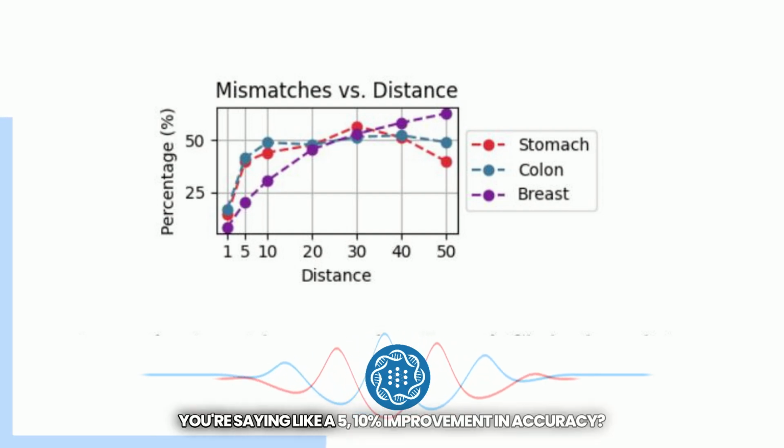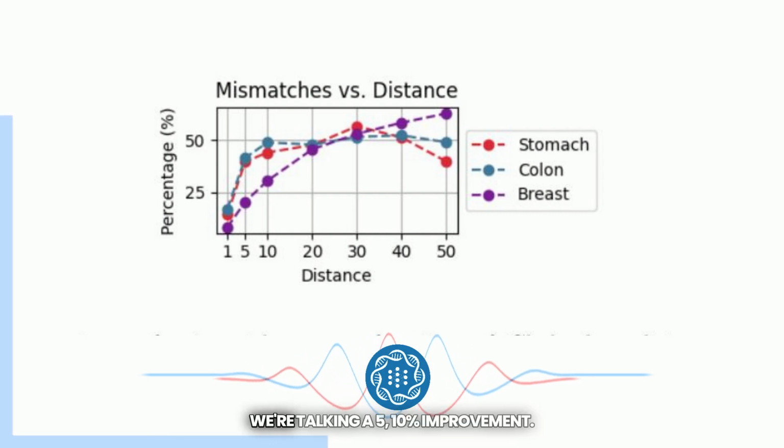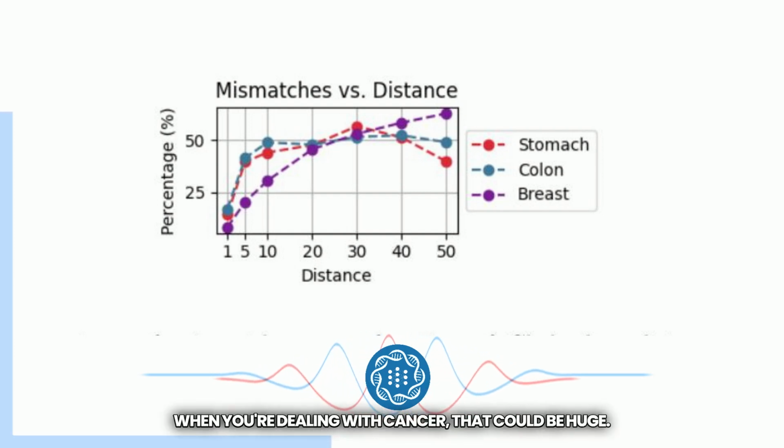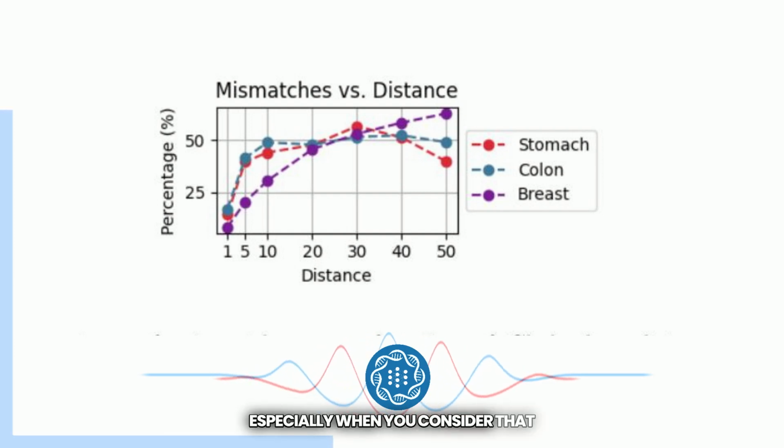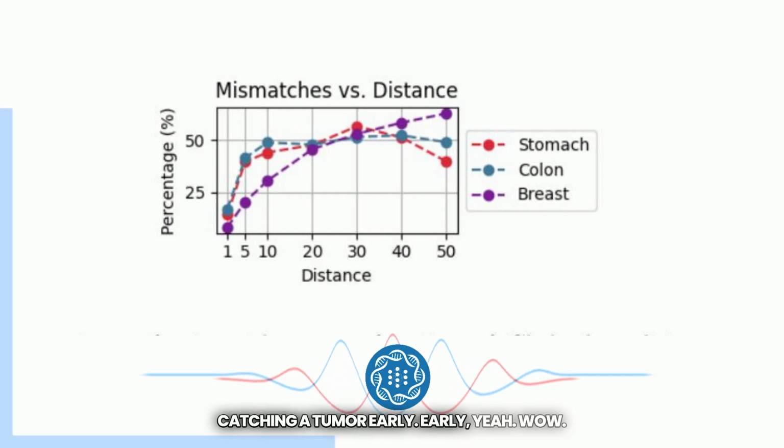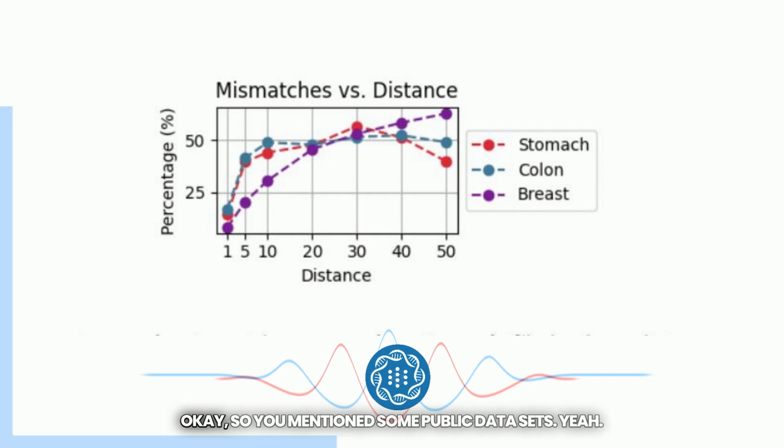Okay, hold on. You're saying like a 5–10% improvement in accuracy? We're talking a 5–10% improvement. When you're dealing with cancer, that could be huge. It's huge, especially when you consider that catching a tumor early, yeah. Wow. Okay. So you mentioned some public data sets.